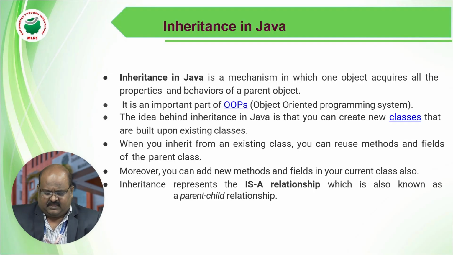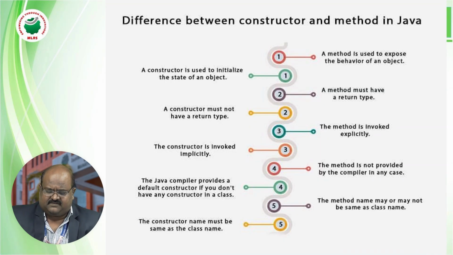And here is an example of the difference between a constructor and a method. What is a constructor? A constructor is a special type of method where the name of the constructor is the same as the class name. But with a method, we can use any name. A method has a return type, but a constructor will never have a return type. And a constructor is invoked implicitly: by just creating an object, the constructor is invoked, but a method should be called manually, explicitly.